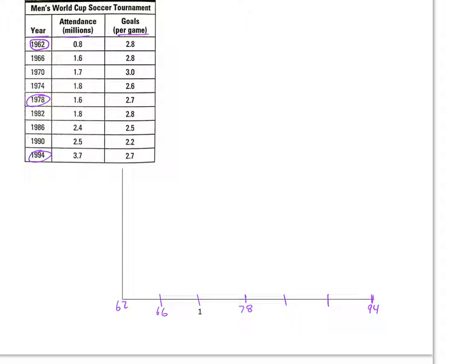66. Oh, did I goof that up? I did. See, this is why I use pencil. In your case, erase your weird pen thing. 66, 70, 74, 82, 86, 90. So now I've put every year on there.